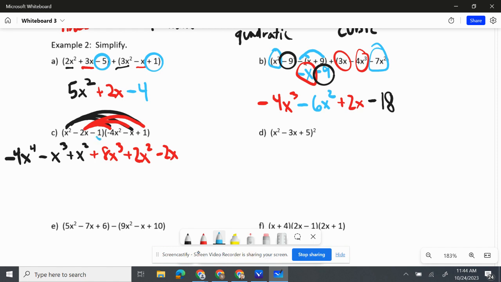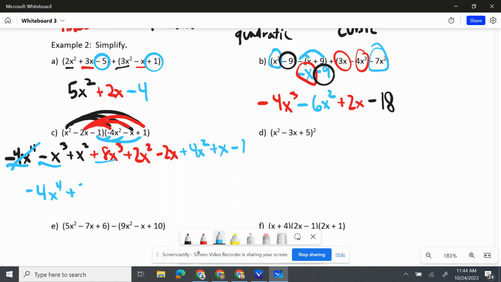Now I'm going to look at the negative 1. That gives me a positive 4x squared. This gives me a positive x. And this gives me a negative 1. So now I'm going to add the like terms. I have the negative 4x to the fourth. I cross it off sometimes so I don't get lost. Then I look at the cubes, and that's negative 1 and positive 8.